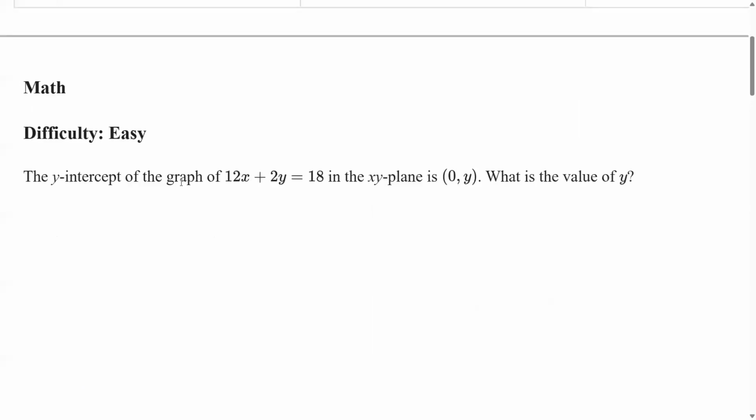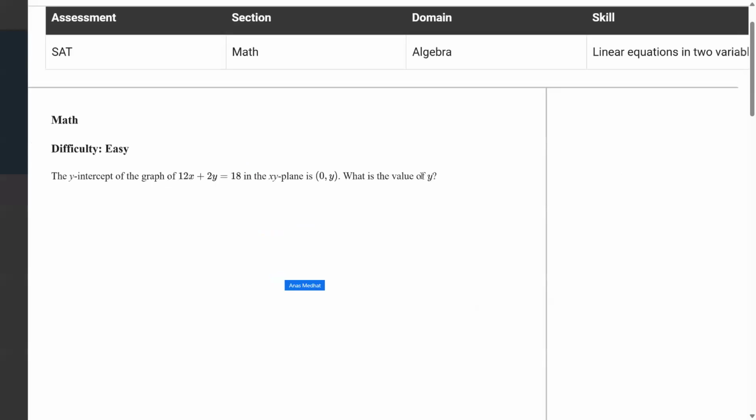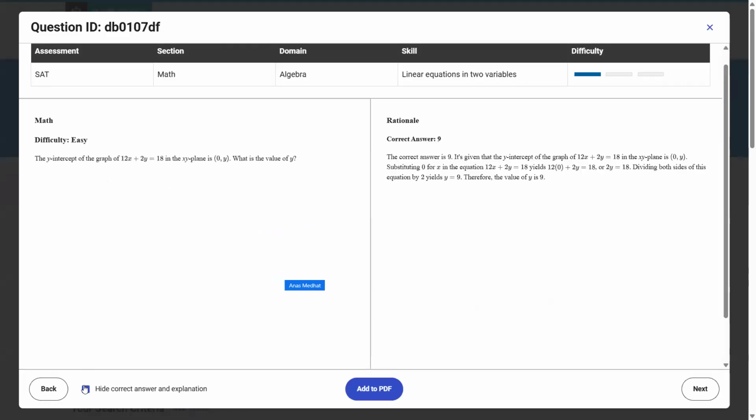The y-intercept of the graph 12x plus 2y equals 18 in the xy plane is the value of y. Just substitute x equals 0 and get the y-intercept. If you substitute here with 0, this will cancel. 2y equals 18, y is equal to 9. The answer is 9.